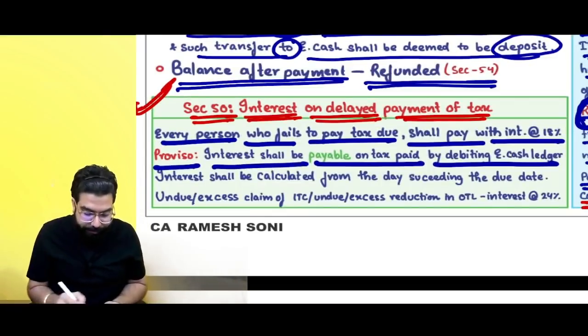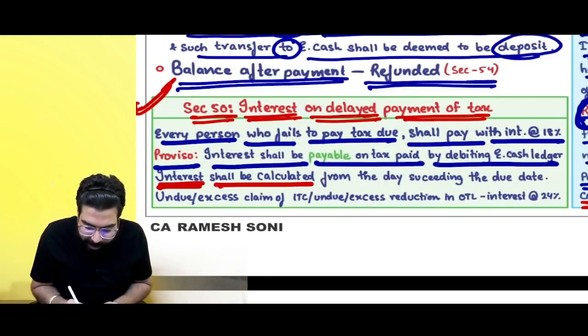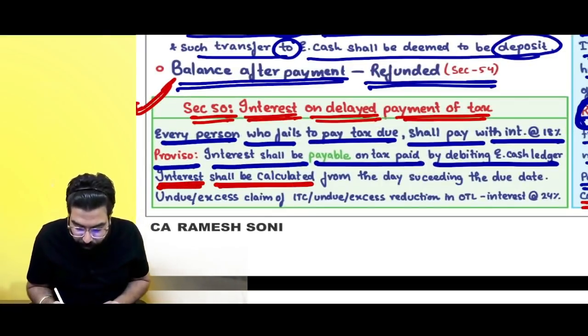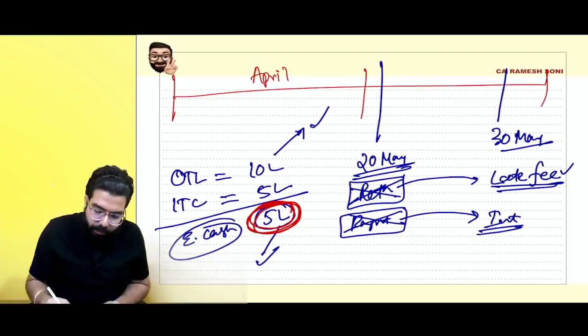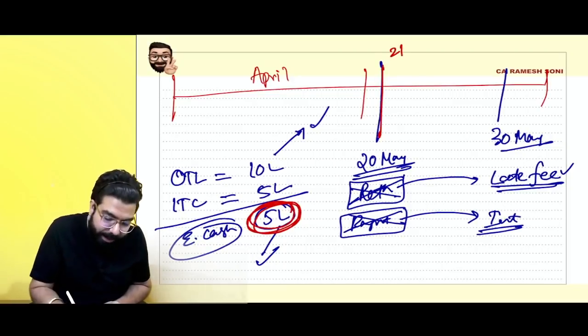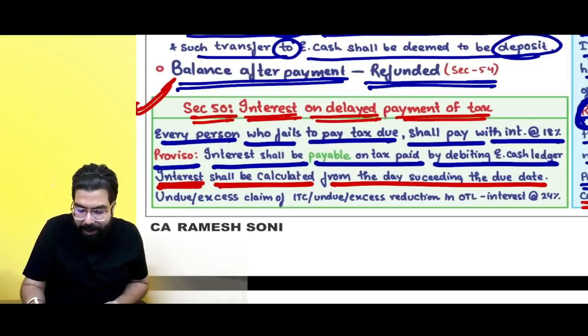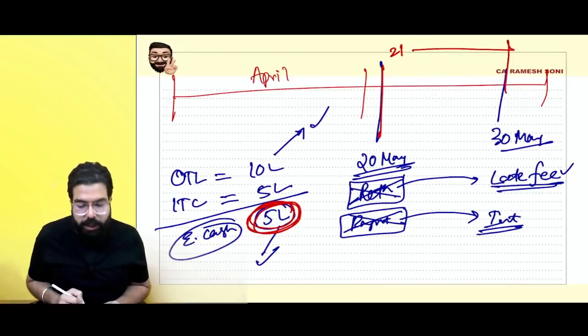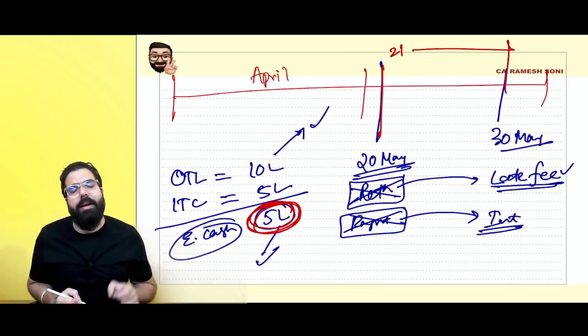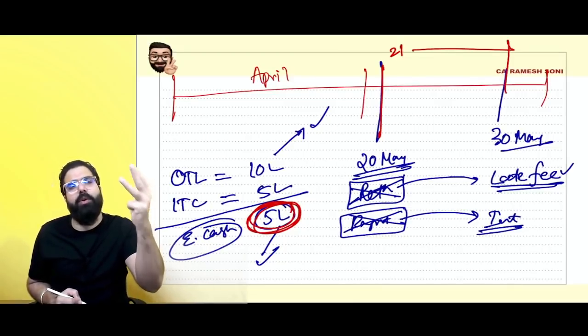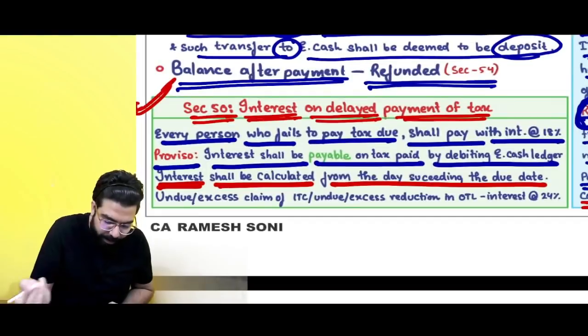Everyone, let's go ahead. Interest shall be calculated from which day? From the day succeeding the due date. For an example, due date was 20th. From the 21st day you will be liable to pay the interest till the date of payment. So 21st to 30th you will be liable to pay the interest: 21st, 22nd, 23rd, 24th, 25th, 26th, 27th, 28th, 29th, 30th. 10 days ka interest you will be liable to pay.